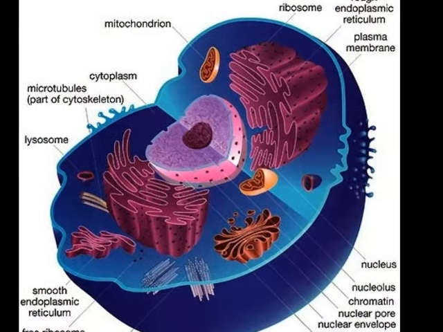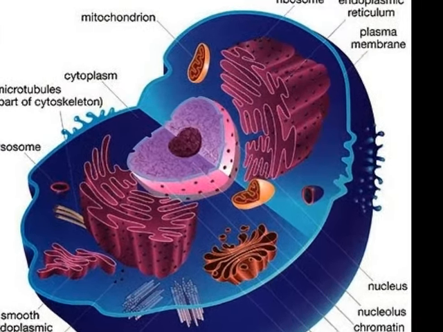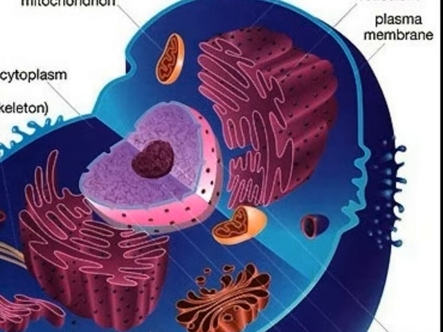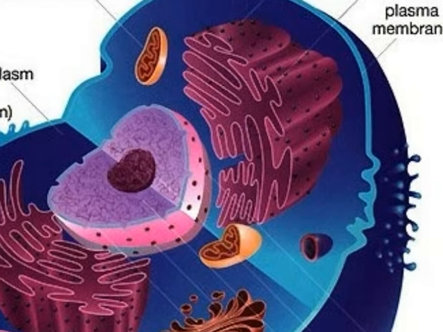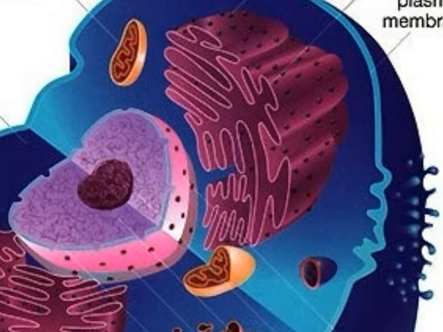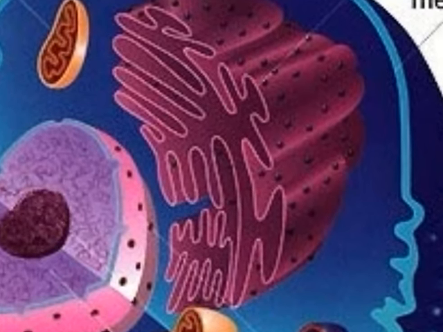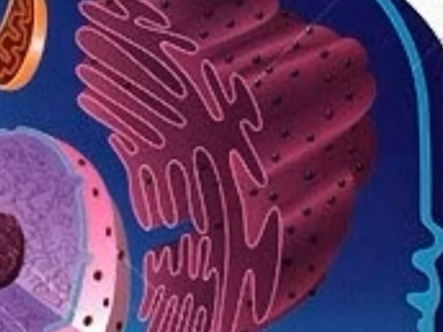The small appendages that you see on the rough ER are known as bound ribosomes. This is the site of protein synthesis that attaches to the outside surface of the rough endoplasmic reticulum. The bound ribosomes also produce proteins for use outside the cell as well as inside the cell membrane.